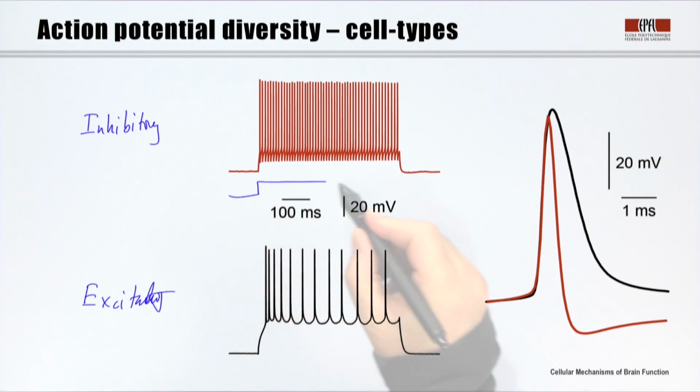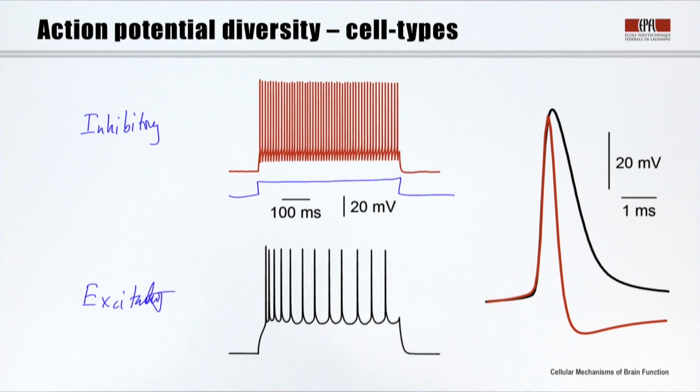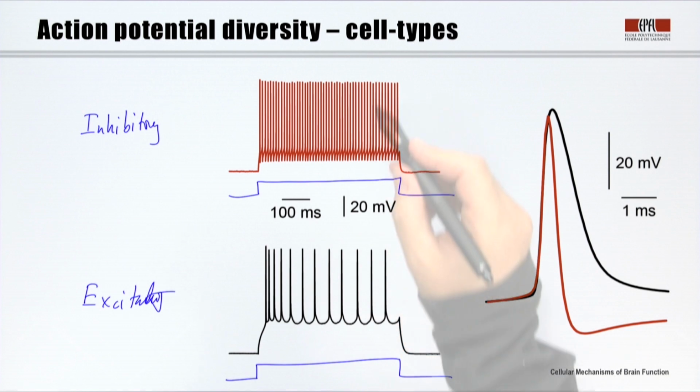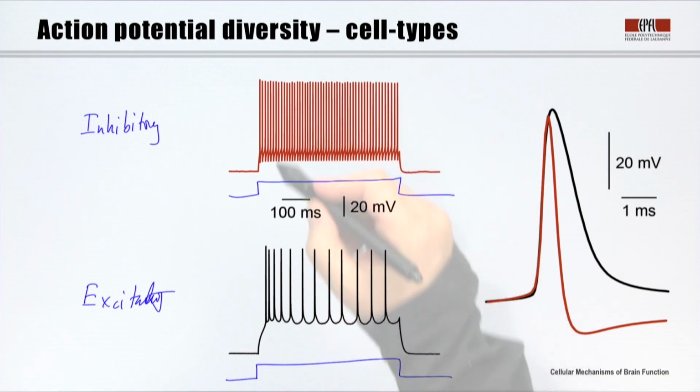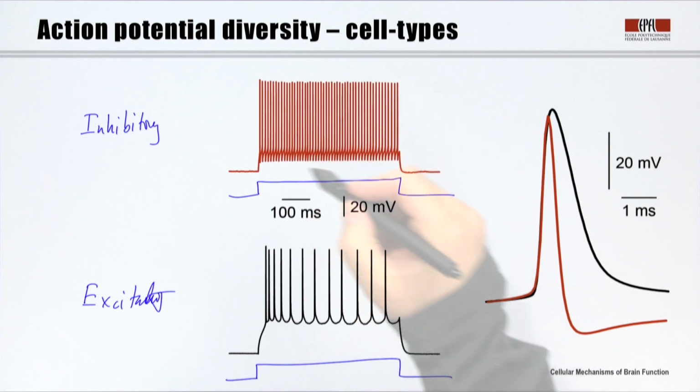If current is injected into the cell, action potentials are fired, and they're fired at a very high frequency. The excitatory cell also fires action potentials, but you can see that the rate of action potentials is much lower. And as we increase current, we can certainly increase the frequency of action potential discharge here a little bit, but it's never going to get to the action potential firing rates of this inhibitory neuron that can fire at several hundred hertz, more than 10 times what's possible for this excitatory neuron. So there are differences in the action potential discharge patterns that different types of cells can have.